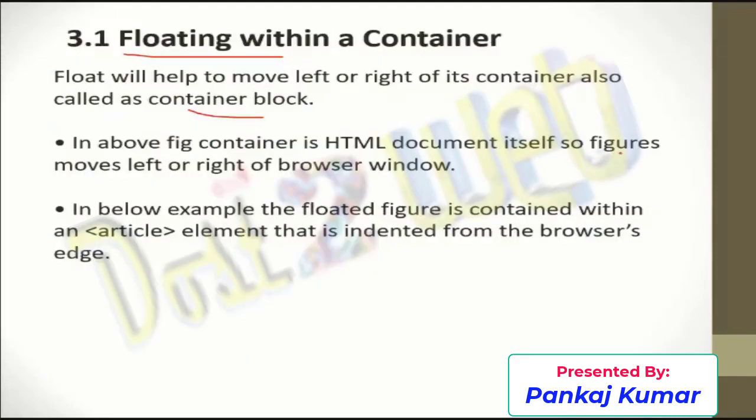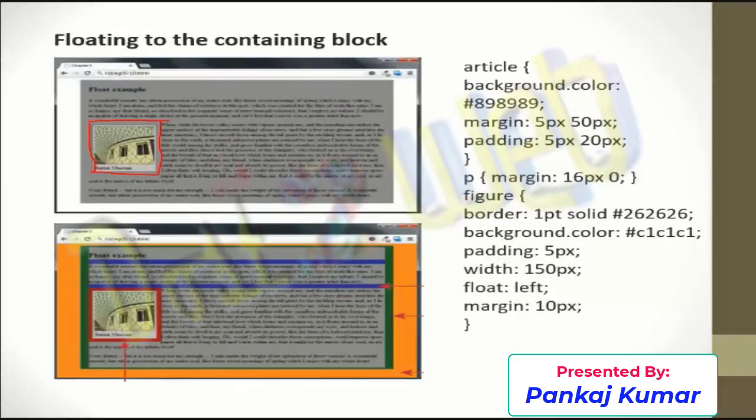The HTML document itself can have a figure move left or right in the browser window. In the example, I'm using an article for the browser, and some article I wrote here, and the image is floated here with a certain width. Then how can you do that? You have to use the CSS property. So I'm defining the article. I'll give some background color. I'll give some margin for the article, a 5 pixel margin and padding. Then again I will define the paragraph margin, and next I will define the figure.